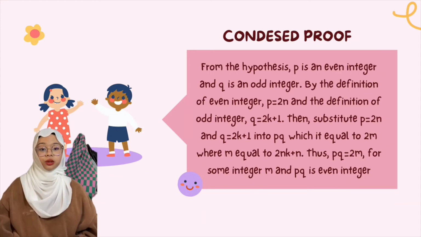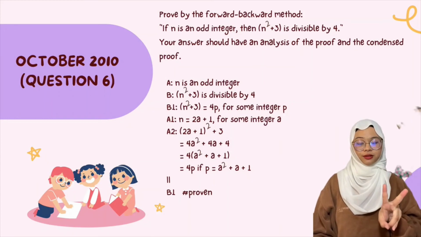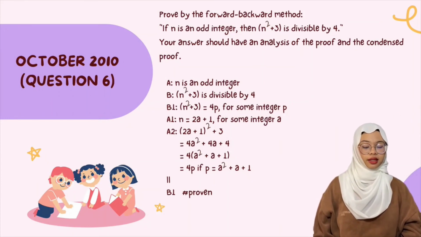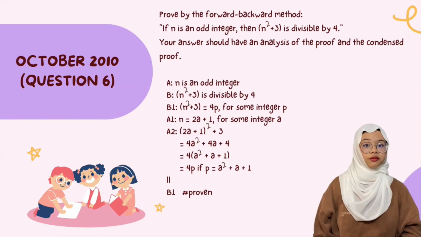Thus, PQ equals 2M for some integer M, and PQ is an even integer. Example number 2. The question is: prove by the forward-backward method that if N is an odd integer, then N squared plus 3 is divisible by 4. Your answer should have an analysis of the proof and the condensed proof.